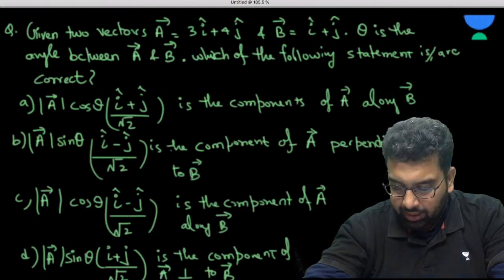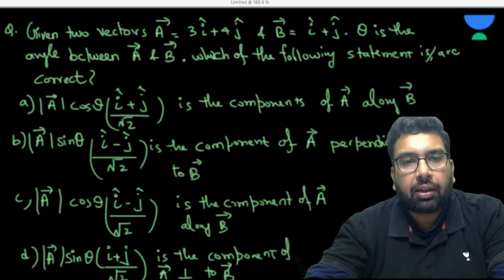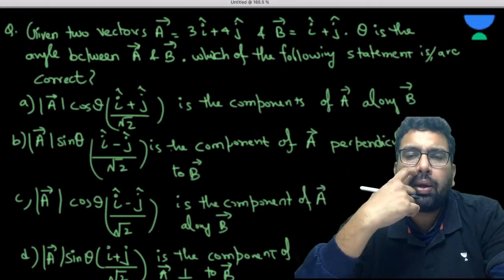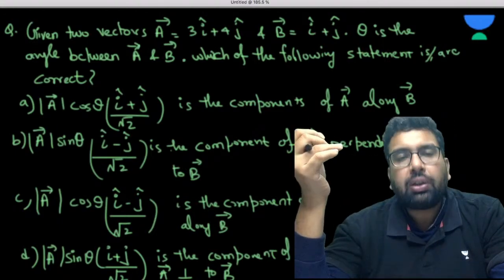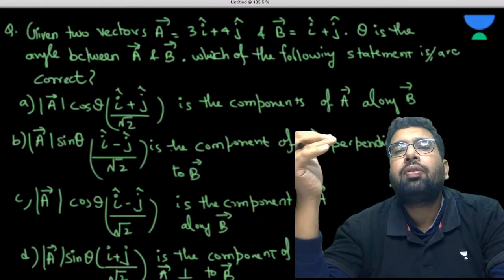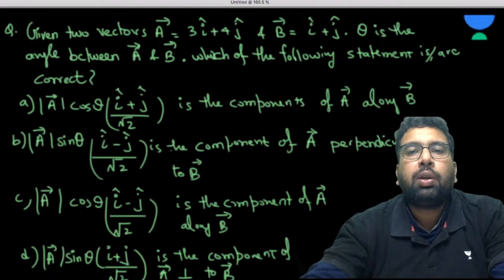So given two vectors, A vector and B vector, theta is the angle between these two vectors. I was saying that the first thing should be clear in our mind. Very simple, just a small thing. First of all, here the components are asked in the vector form. So we need to apply the concept: the component of A vector in the direction of B vector.